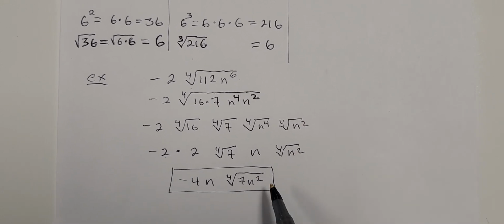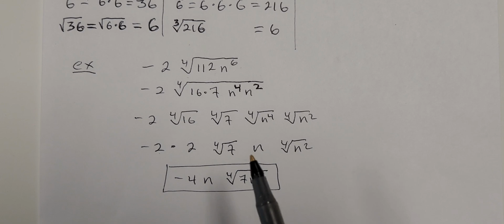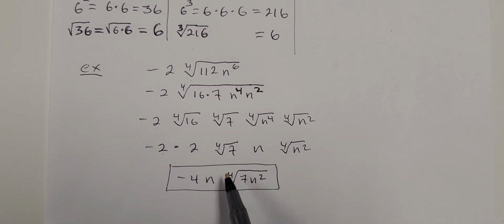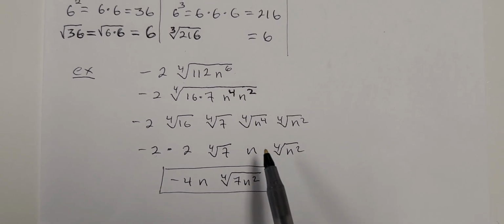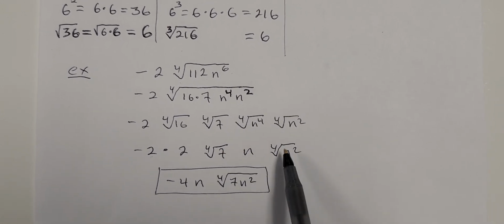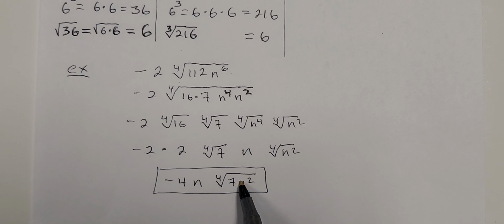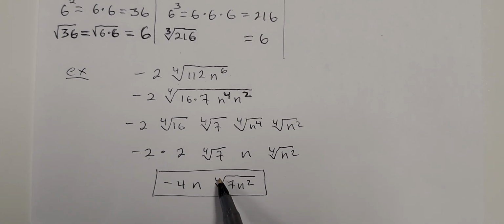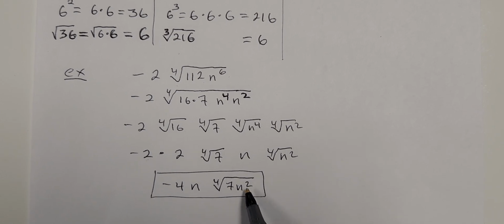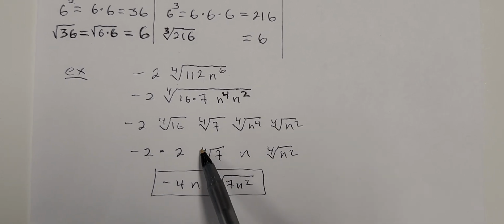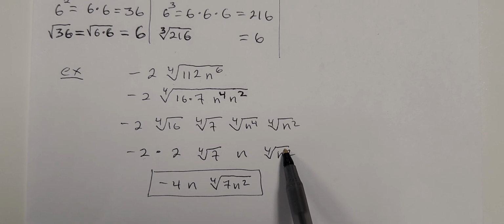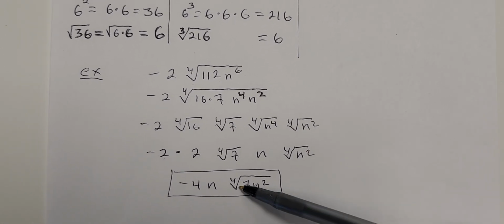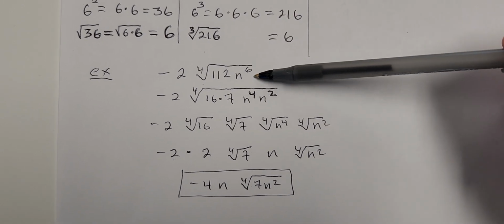Last step is just to make this look nice. So -2 times 2 gives me -4. Bring the n to the front. Anything that I cannot cancel, I put together as one item. So fourth root of 7 and fourth root of n squared becomes the fourth root of 7n squared. Put them together, the 7 and the n squared, as one. So this is the answer to the example up here.